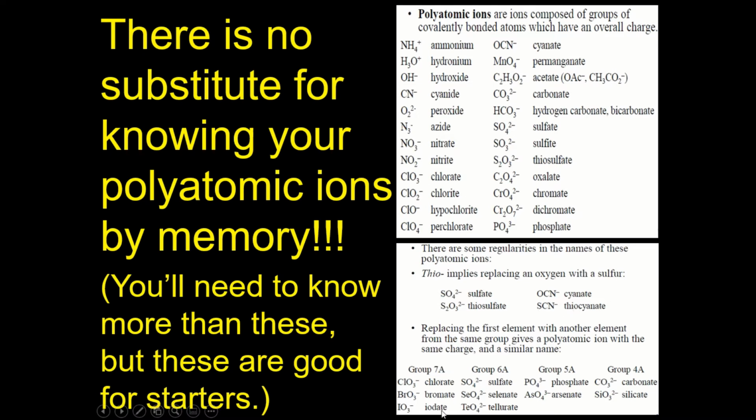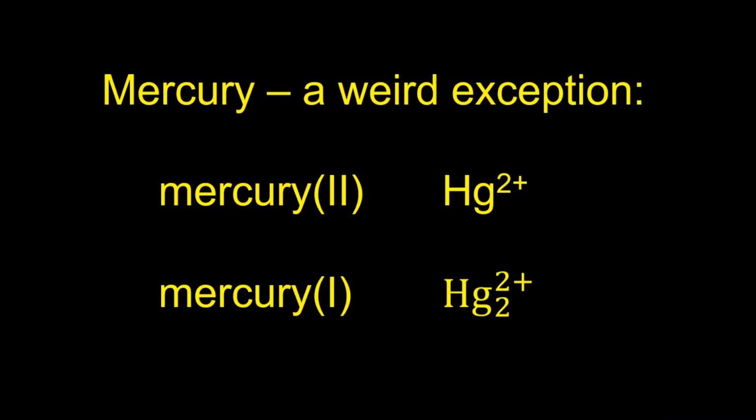And here's a nice little note about how when you go down a group, if you're talking about oxo ions, where there's a certain number of oxygens with the element in question, if we're talking about the same group, they all have the same charge. And the names are very similar, right? Chlorate, bromate, iodate. Over here, they all have a -2, sulfate, selenate, tellurate. Over here, -3 for both of them, phosphate, arsenate. So good to see patterns so it can help you memorize.